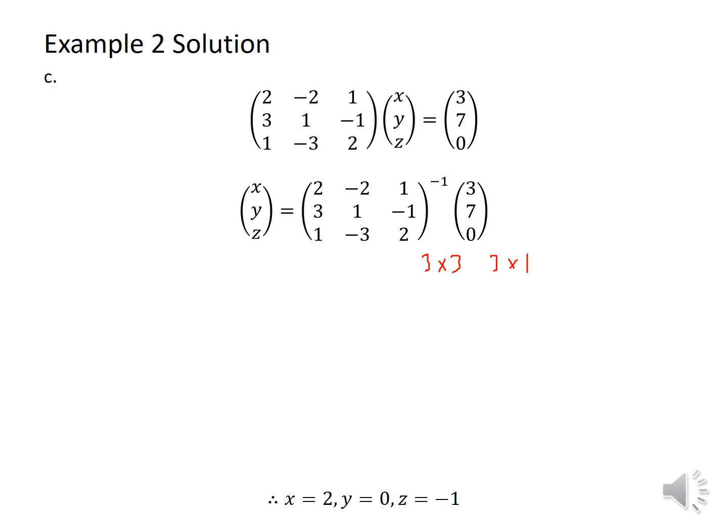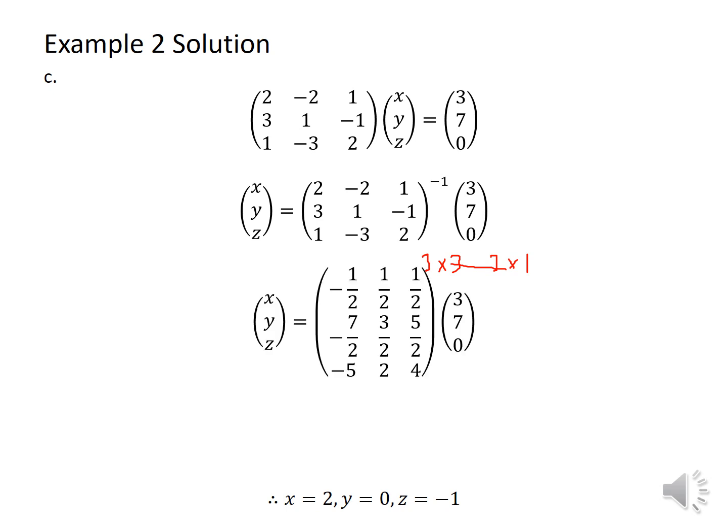So it can be solved to produce a 3 by 1 matrix. And the inverse matrix of A we obtain from the B part. And we solve this matrix, and we obtain the values of x, y, and z.